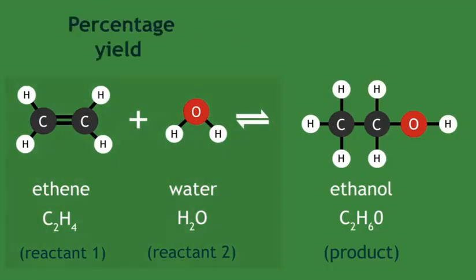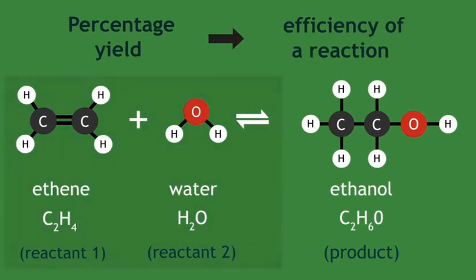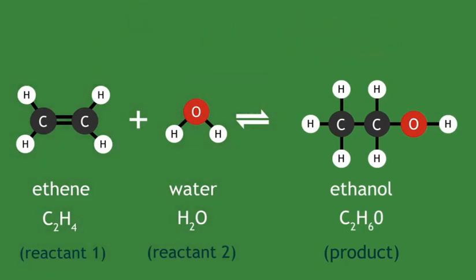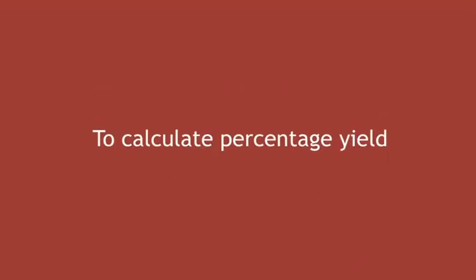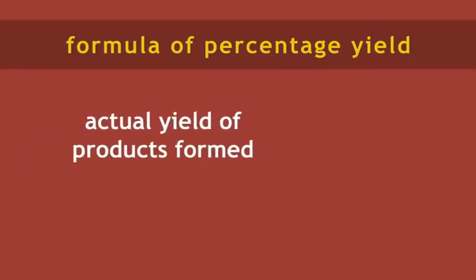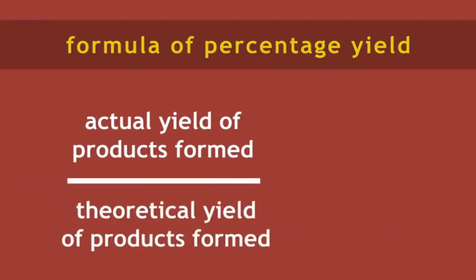Percentage yield tells us the efficiency of a reaction, in that it shows us the amount of product that was practically made as a percentage of the mass of theoretical product that should have been made. To calculate percentage yield, we therefore do the actual yield of product formed divided by the theoretical yield of product formed, multiplied by 100.